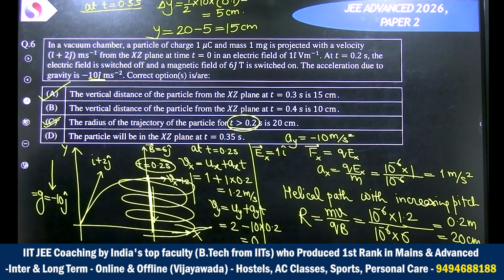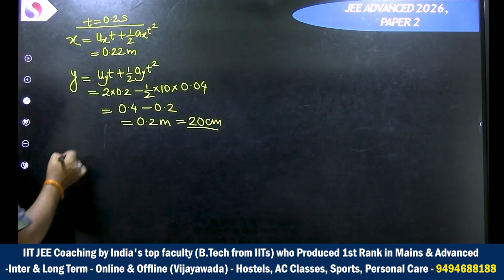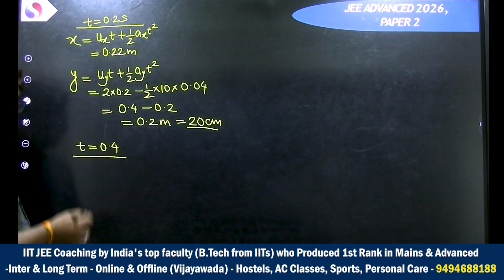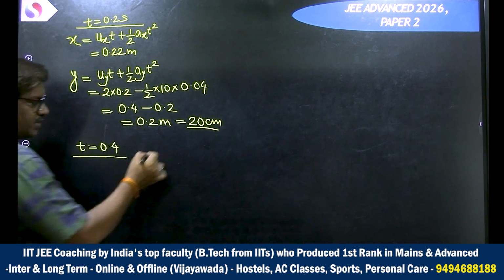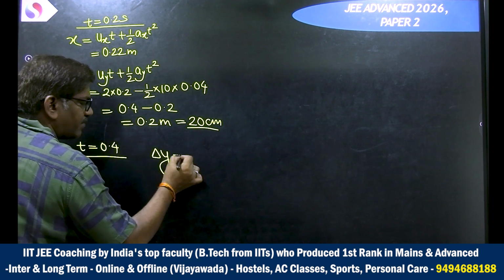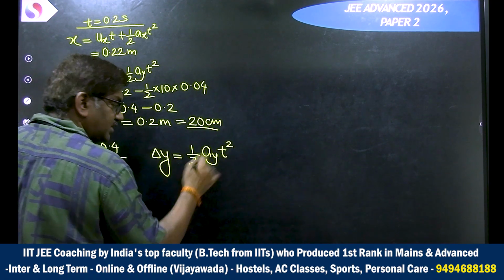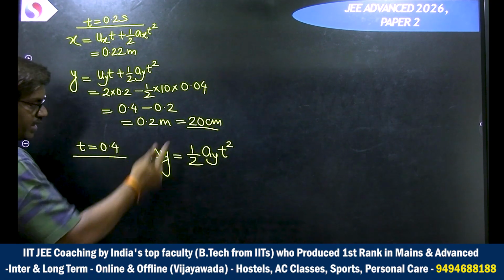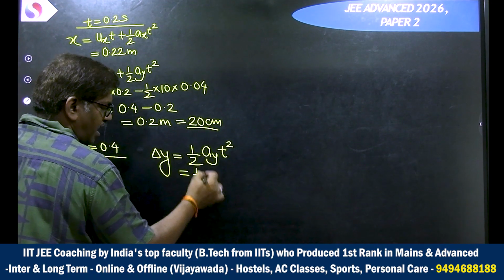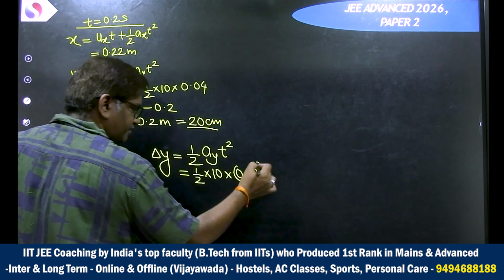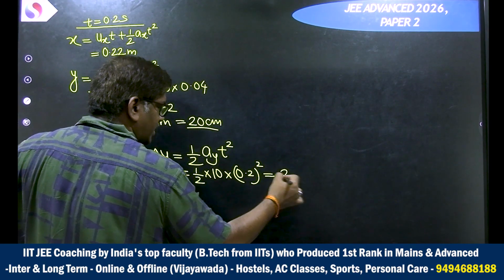Now we have to also check at 0.4. So when I'm talking about t equals 0.4, which interval do we have to take? We have to take the interval 0.2 to 0.4, in which the y coordinate will change by half into ay into t square. That t is 0.4 minus 0.2. So that means it is half into 10 into (0.4 minus 0.2, that is 0.2) whole square. And this will come as 20 centimeter only.